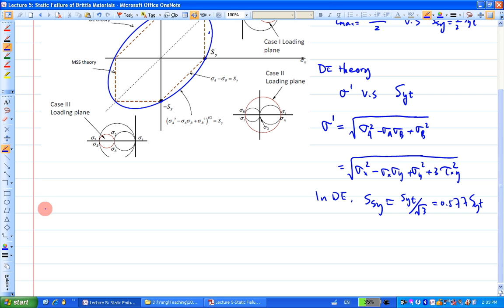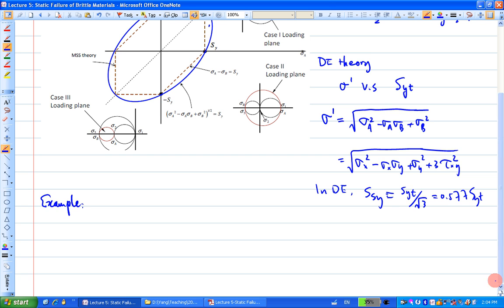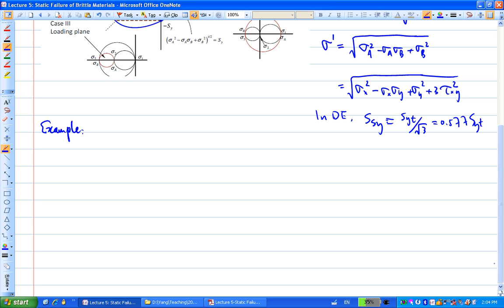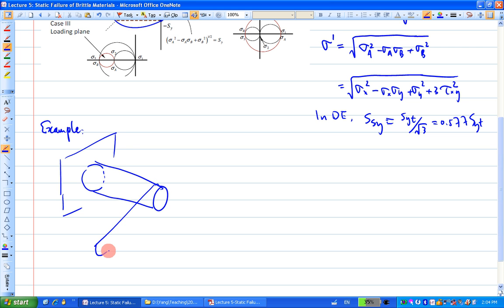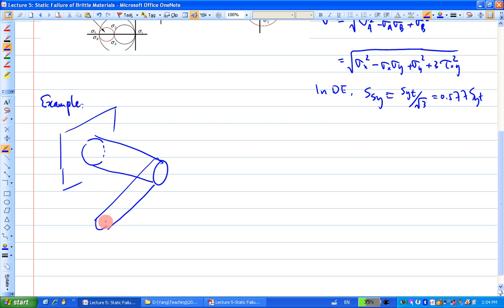Let's take a look at the example. For this example, what we're going to deal with is a situation like this. Let's say I have a bar fixed on the wall on this side here, and then you have a handle over here, with a force applied down over here. That's the loading for this bar.